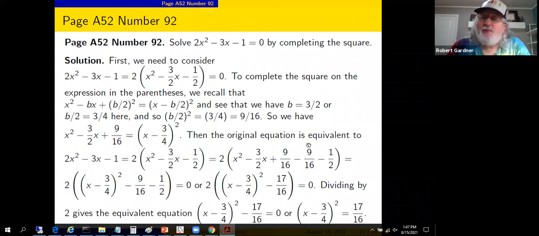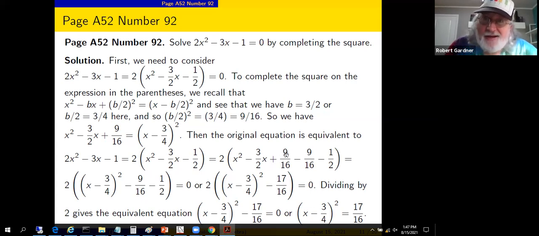So let's take the original equation, which we've written in this form. We factored the 2 out. Here's the very original left-hand side. We factored the 2 out. Now we want to add a 9/16 to this. So do it. Add a 9/16.